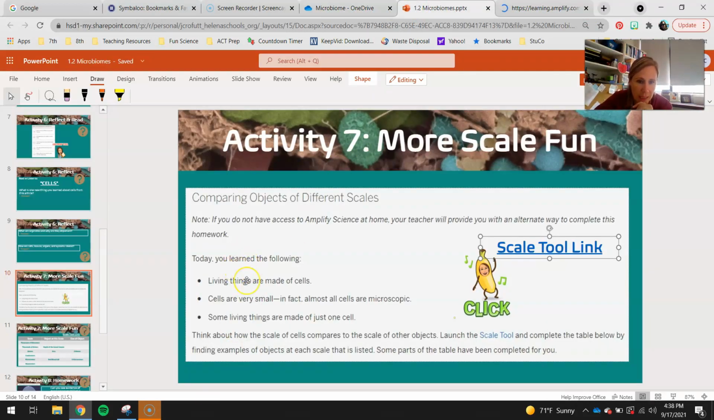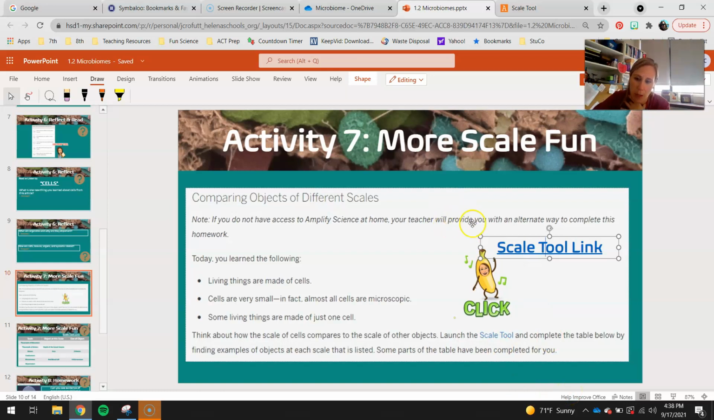Today you've learned the following: that living things are made of cells, which you knew before this. Cells are very small. In fact, almost all cells are microscopic, and some living things are made of just one cell. Think about how the scale of cells compares to the scale of other objects. So you're going to launch the scale tool and complete the table on the next slide by finding examples of objects at each scale that is listed.